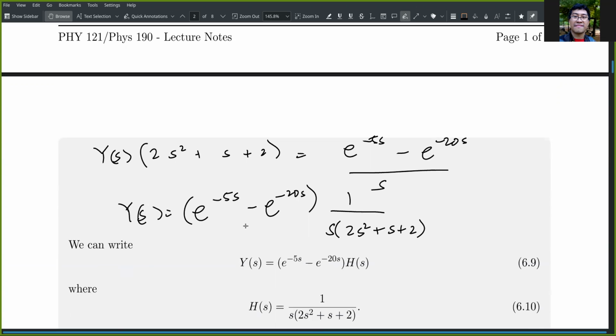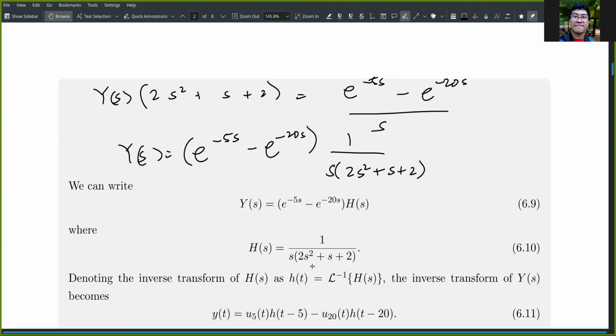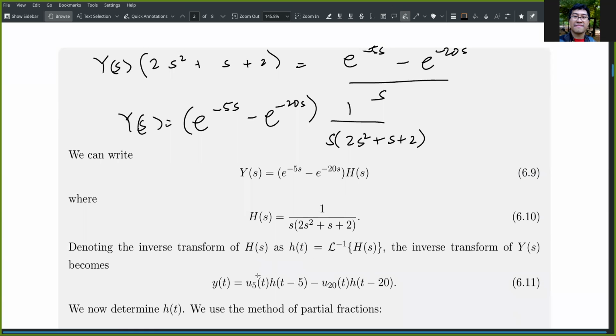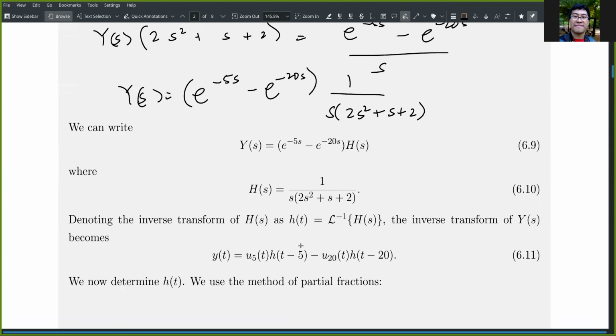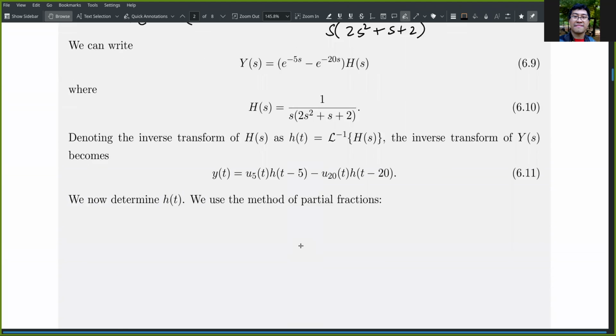We can also write Y(s) like this. So you have H(s) given by this expression, and this. From a theorem we learned in the previous section, if we know the Laplace transform of this as small h(t), the inverse transform of Y is just the step function times h(t - 5), and here it's h(t - 20). So our goal now is to just find this h(t). We can use the method of partial fractions.